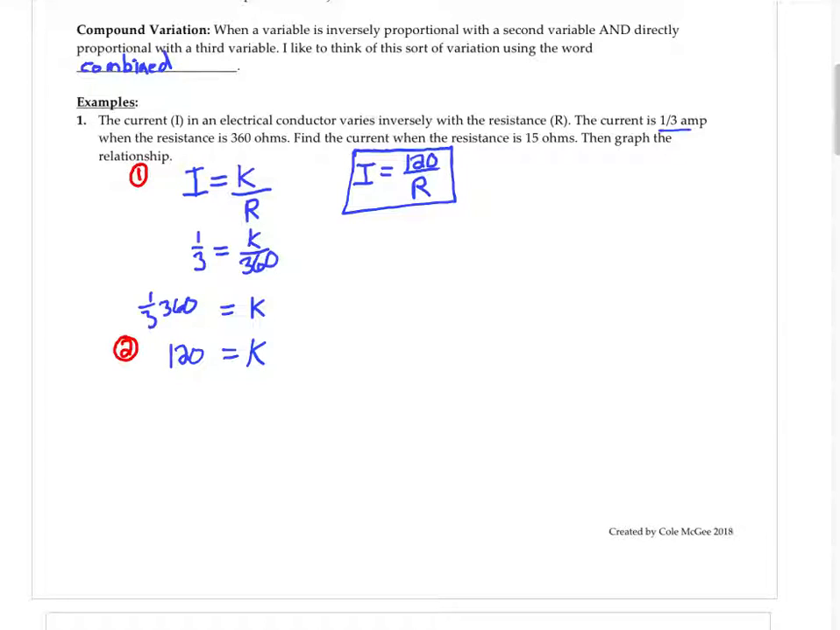For instance, this time they said, okay, find the current when the resistance is 15 ohms. So I'm going to say, all right, I'll do that. So the current, I, is going to be 120 divided by 15. You can stick that in your calculator, but I believe you'll get 8. I'm actually going to tell you just a little bit of physics today. You could write out ohms, but omega in Greek is the symbol for ohms.